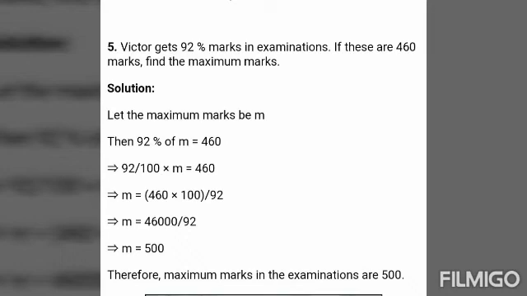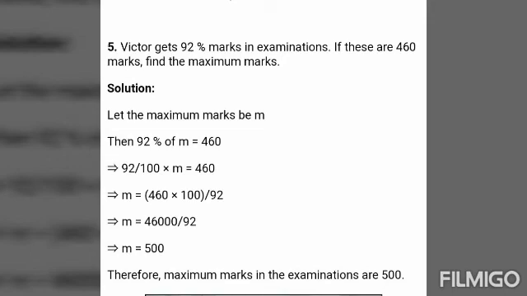It means we have to suppose the maximum marks be M. So 92% of M is equal to 460. So 92 divided by 100 into M is equal to 460, and M is equal to 460 into 100 divided by 92. So the answer is 500. It means the total marks is 500, or out of 500 marks he scored 460 marks.